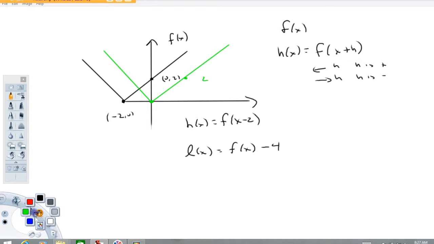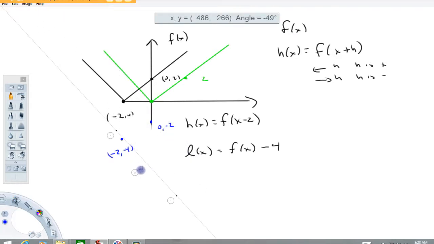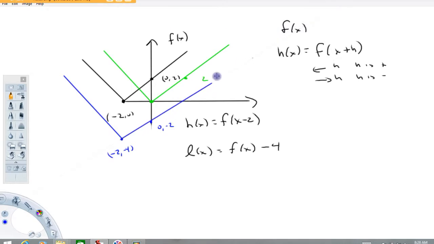If I were to graph it, I'll do this one in blue. The original point goes down 4 units, so that would be about here. That point would be -2, -4. This one would go down 4 units. That would be here. That would be the point 0, -2, because we're taking 2 and dropping it by 4 units. That's probably enough to sketch it. All the other points also shift with it. So the blue graph is the one you want on that middle picture.